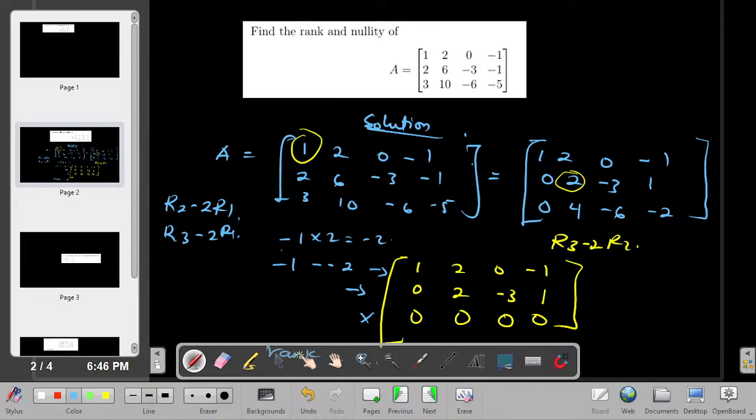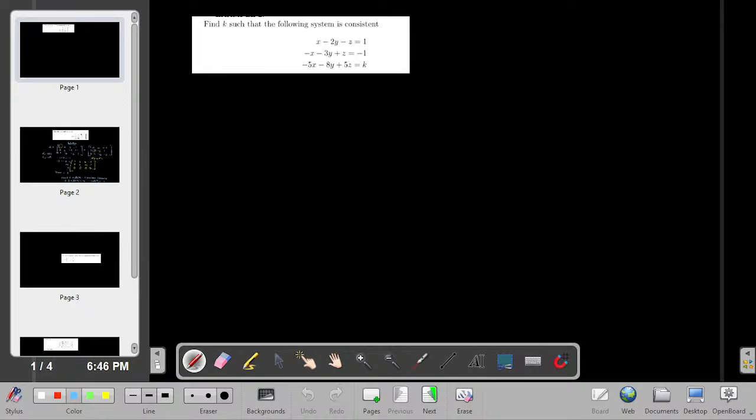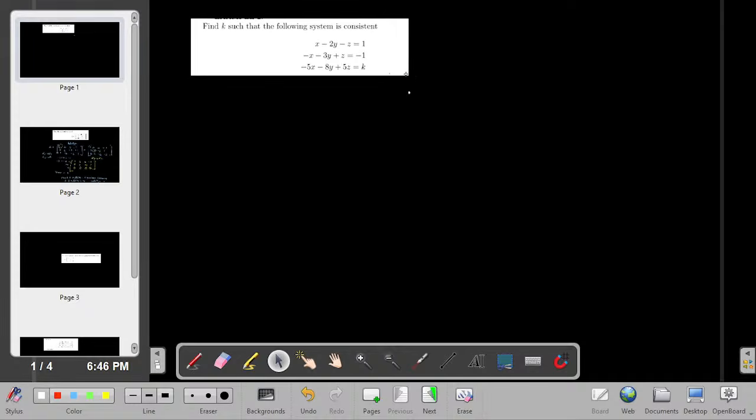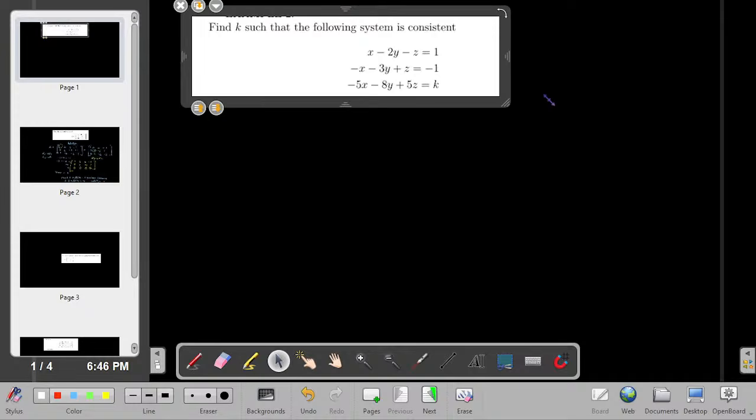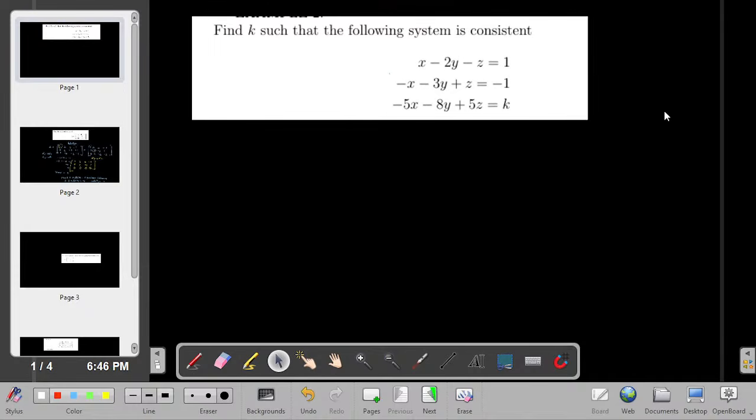Okay, so let's go to our second problem. Which problem? Good. I have an interesting problem here. How can we solve that? So let me expand it. I hope now it's clear. It says, find k such that the following system here is consistent.